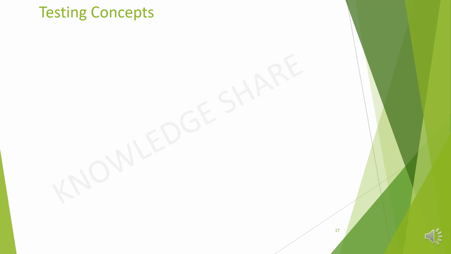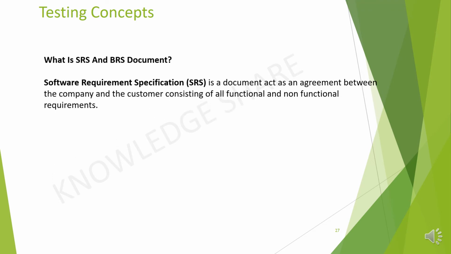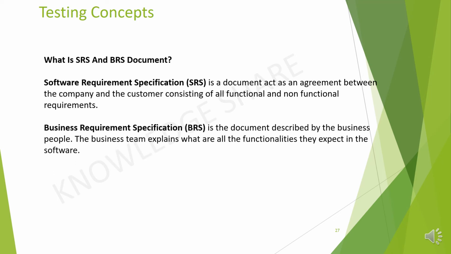Next question, what is SRS and BRS document? SRS means Software Requirement Specification. It is a document that acts as an agreement between the company and the customer, consisting of all functional and non-functional requirements. And BRS means Business Requirement Specification. It is the document described by the business people. The business team explains what are all the functionalities they expect in the software.